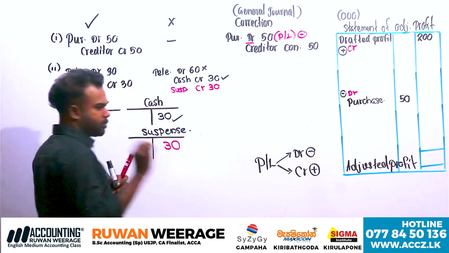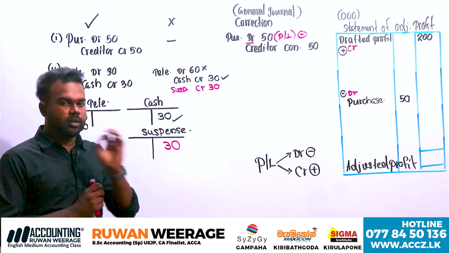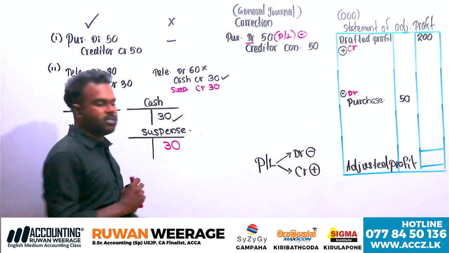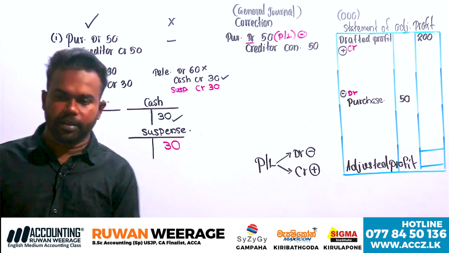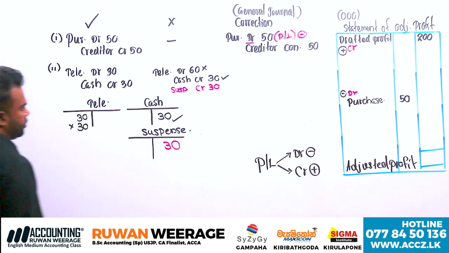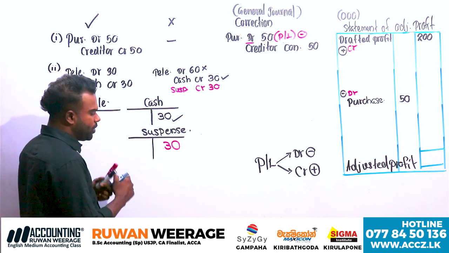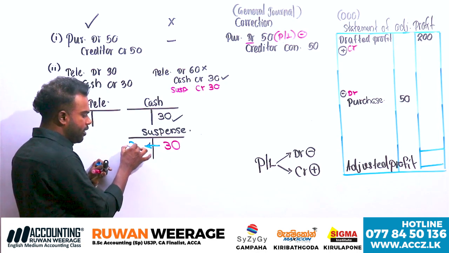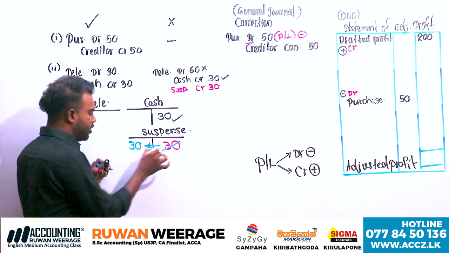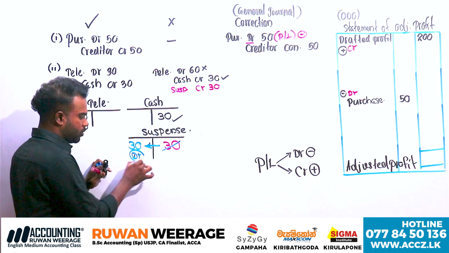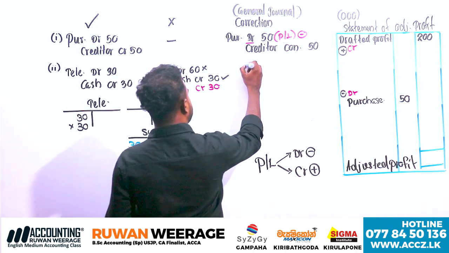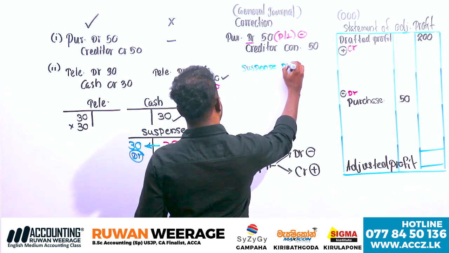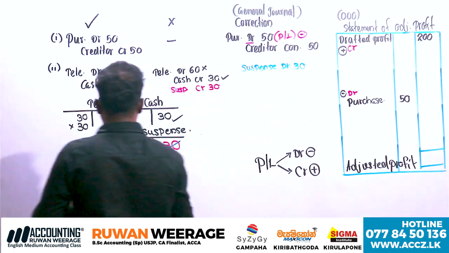Definitely, suspense means a temporary account until we do the corrections. When we do the correction, when we rectify the errors, it should be cancelled. How do we correct it? This is a temporary account. To cancel it, what do we have to do? Debit it again, then the balance will be cancelled. Suspense cancelled, 30,000. Then where do we have to correct?